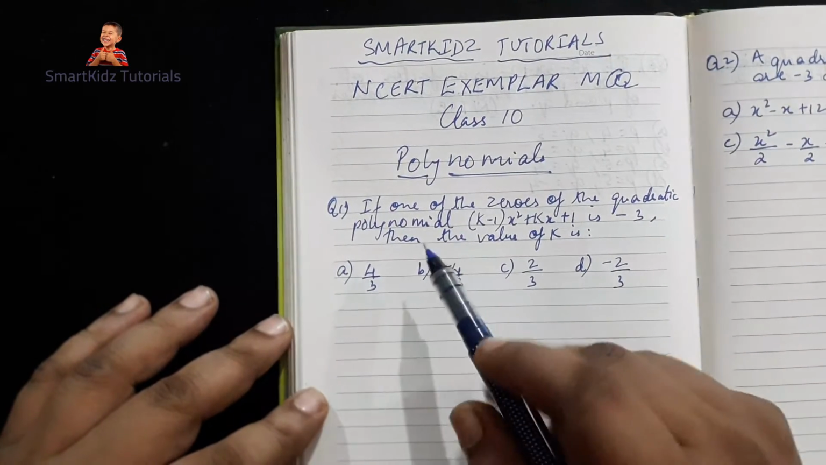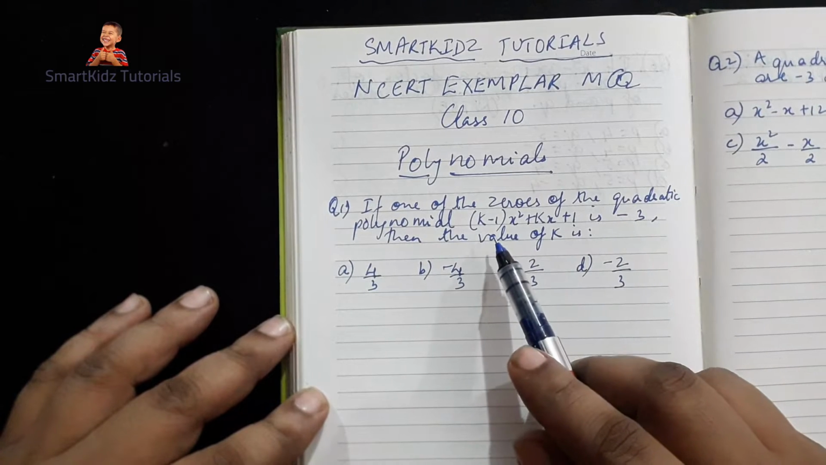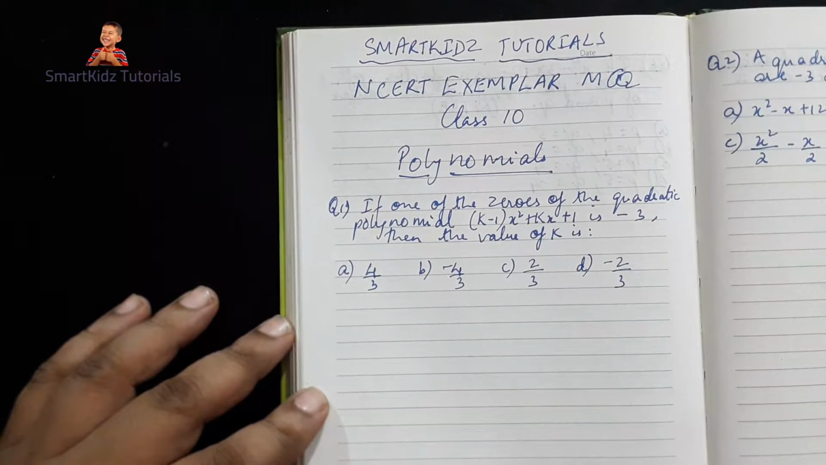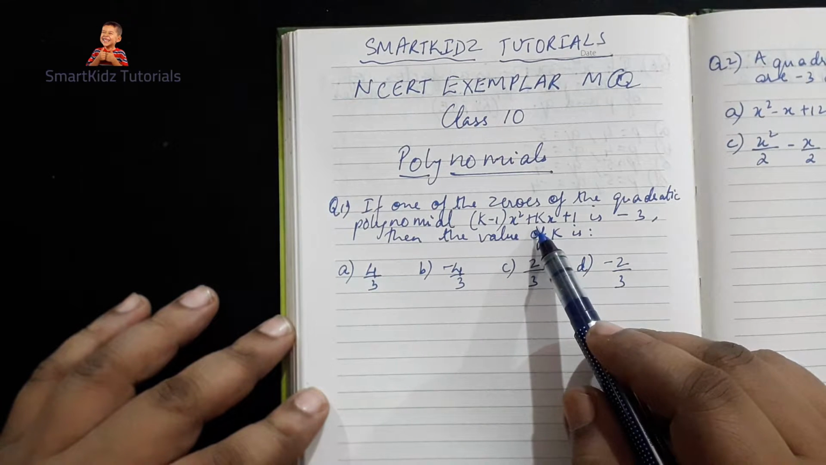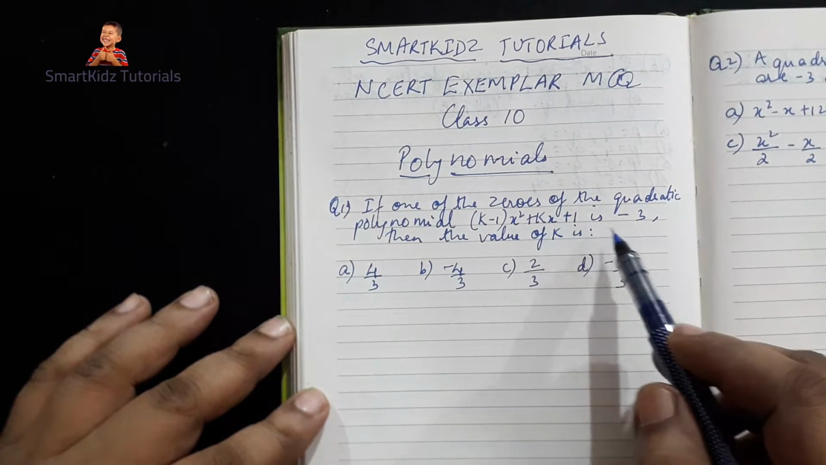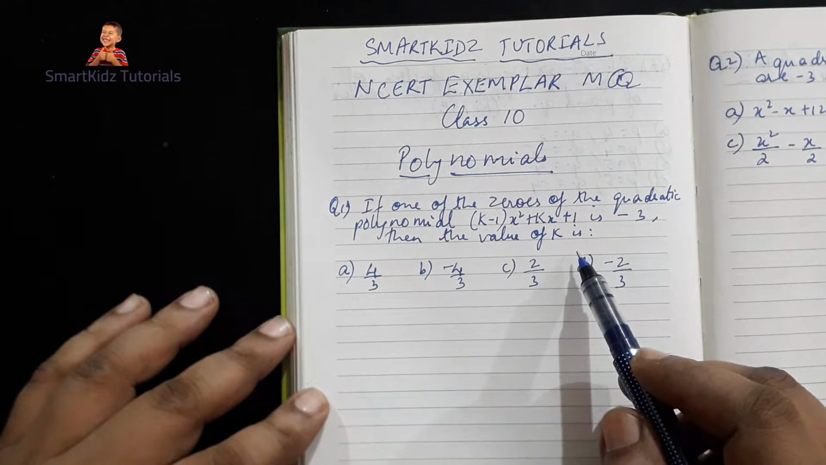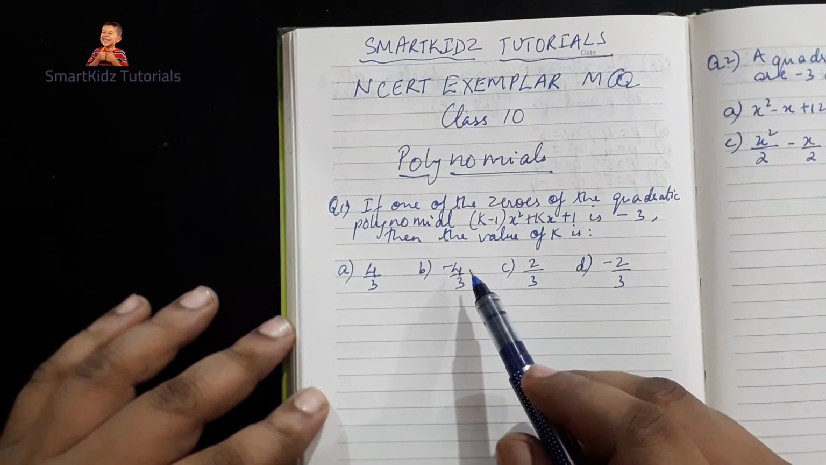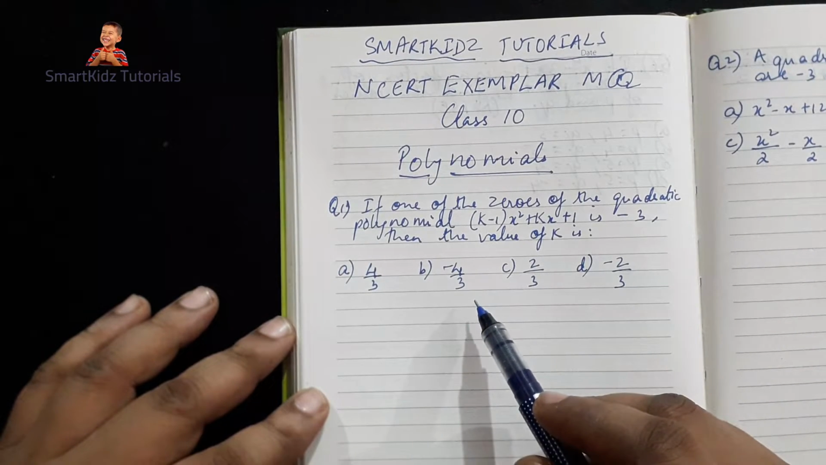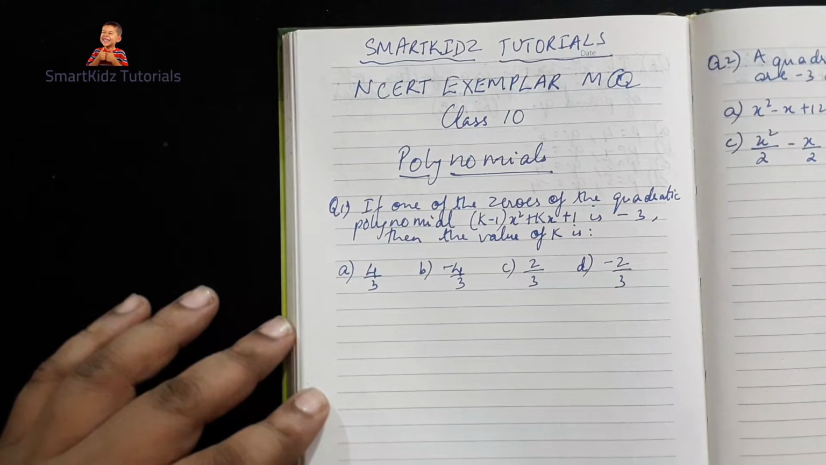First one, it says if one of the zeros of the quadratic polynomial in brackets k minus 1 into x square plus kx plus 1 is minus 3, then the value of k is, and we've been given three options: a 4 upon 3, b minus 4 upon 3, c 2 upon 3, and d minus 2 upon 3.